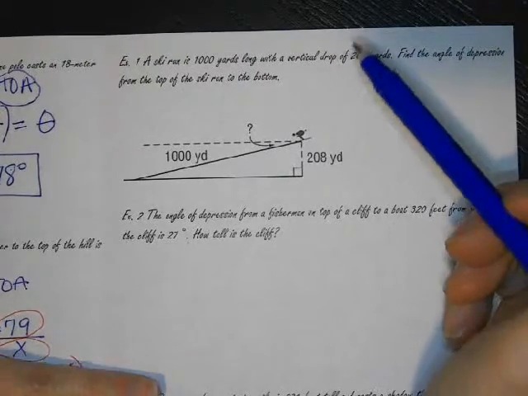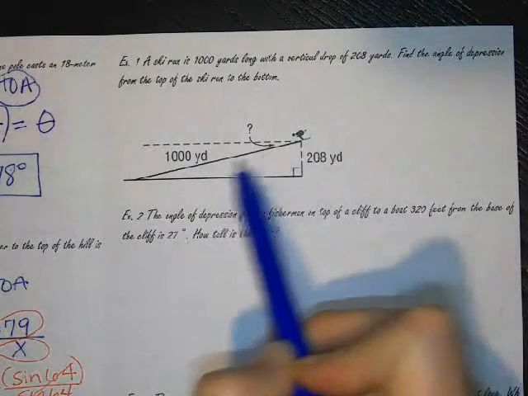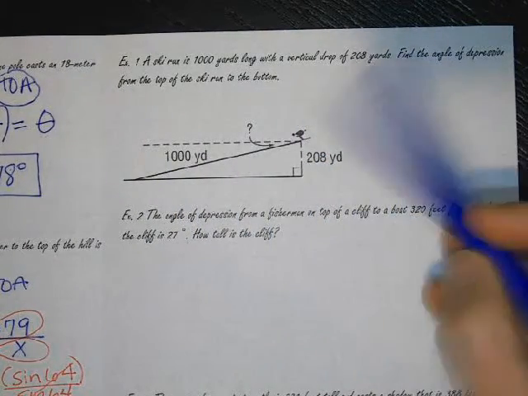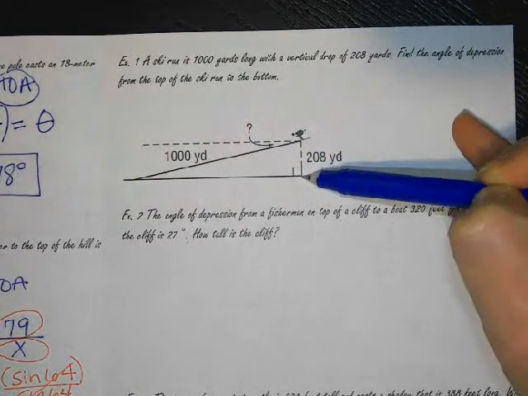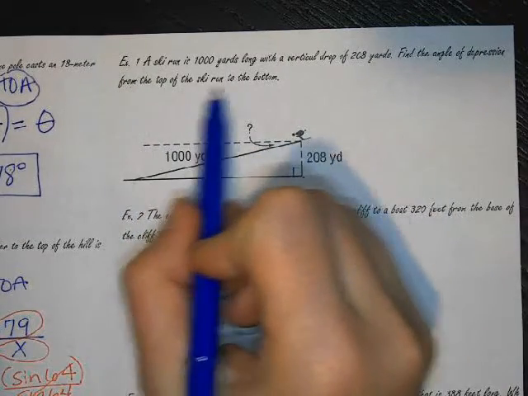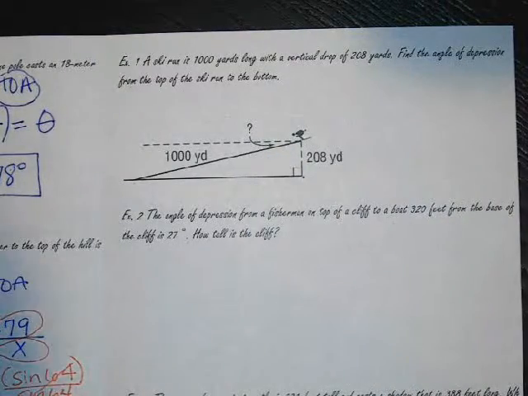And we drew a picture for you here. A ski run is 1,000 yards long. So this is the ski run, okay? And it has a vertical drop of 208 yards. So what that means is, from the top of the hill to the bottom of the hill, we dropped 208 yards. Find the angle of depression from the top of the ski run to the bottom. So they want you to find this angle right here.